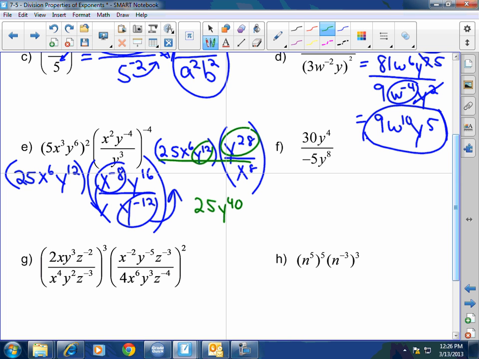I've got 6 x's in the numerator. Take 6 from the denominator here. And I'm left with x squared. Get used to it, guys, because that's how I'm going to make it on the quizzes and the tests. I want to make it as complicated as possible. I want to make sure you understand this, because it's easy if you follow directions.